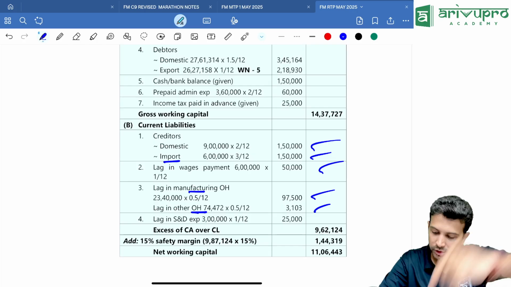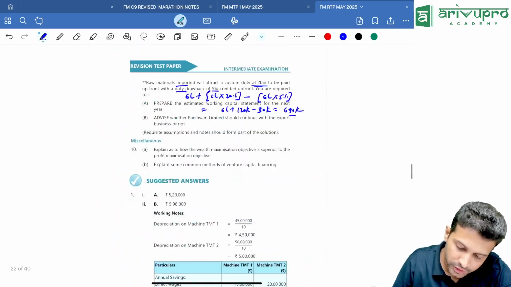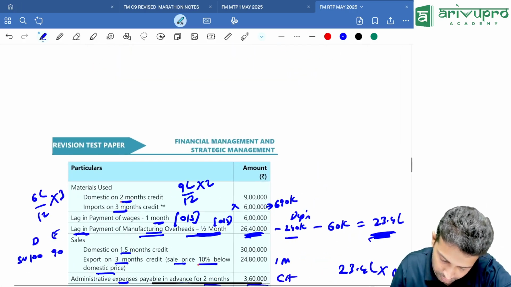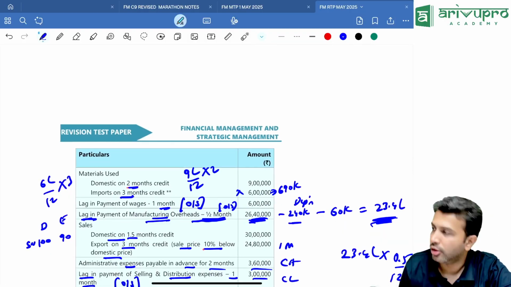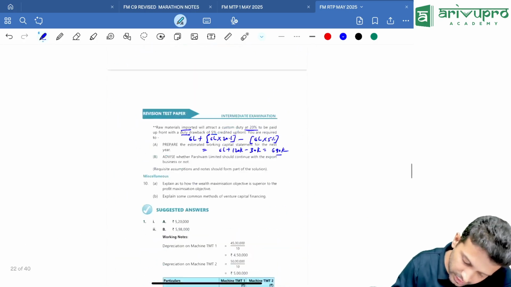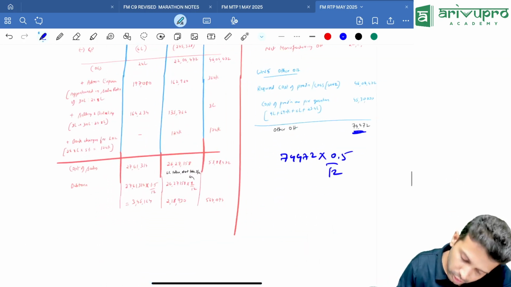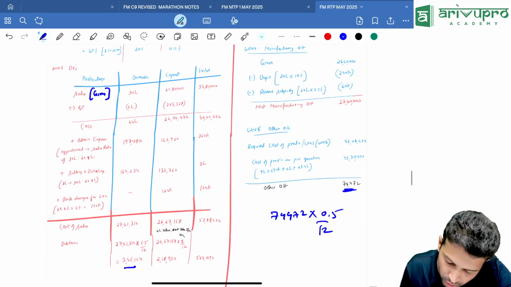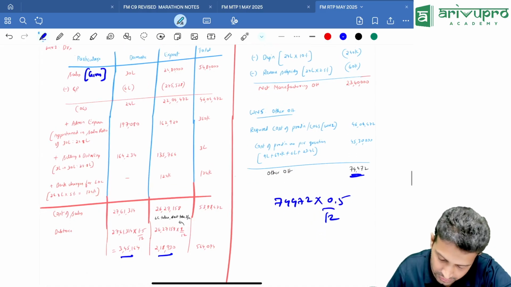Fine, now this is done. Next. What else do we have? Sales. So will your sales come in the working capital statement or debtors will come? Debtors. Debtors now split into 1 or 2? 2. Domestic and export. I think they have shown domestic and export separately.